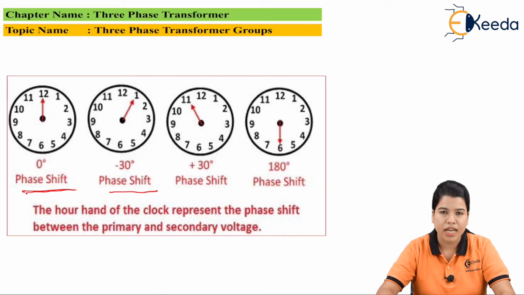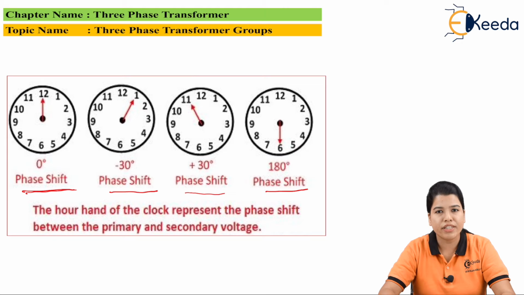Now if we see in the second figure, the hour hand is kept at 1 o'clock. Now this represents that the voltage of the LV winding is lagging the voltage of the HV winding by the 30 degree or minus 30 degree. Now why minus 30 degree? Because it is assumed that in clockwise direction the phase shift is negative, whereas in the anti-clockwise direction the phase shift is positive. Now if you consider the third figure, the hour hand is kept at 11 o'clock.